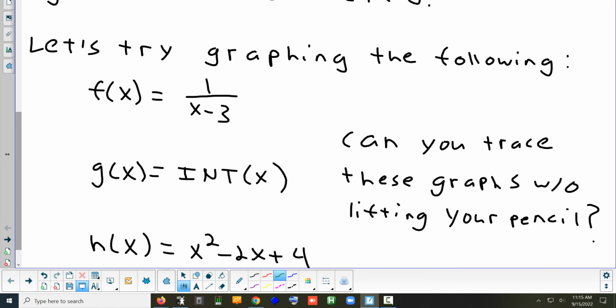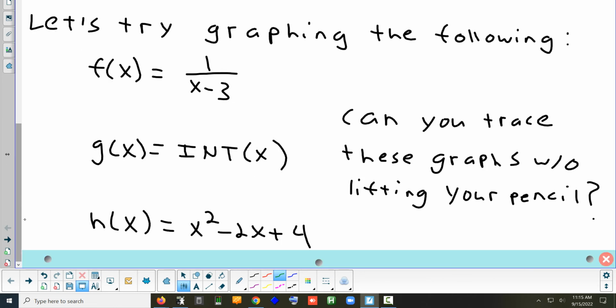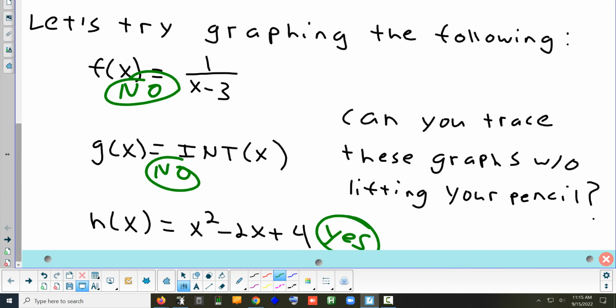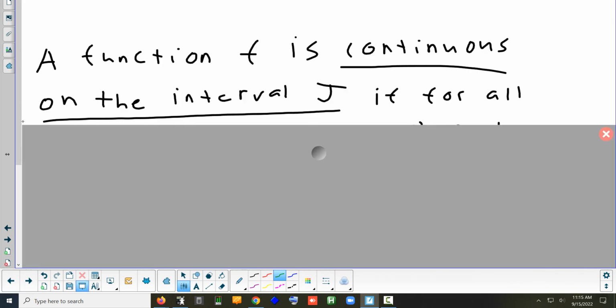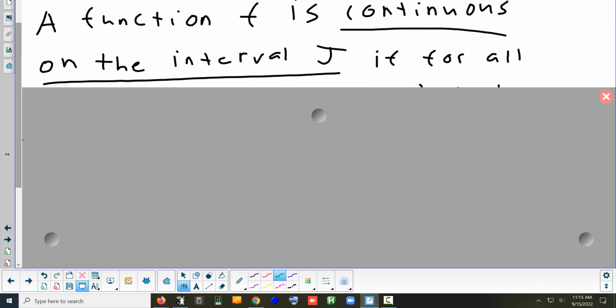Now, how about something like h of x? This is a parabola. Could you draw that without lifting your pencil? Yes. So this one was a no, this one was a no, and this one was a yes. What does that mean? It means that this parabola is a continuous function. You can trace it without lifting your pencil. I know it's not super mathematical to say it, but that's the most common sense way to think about it to make it easy.